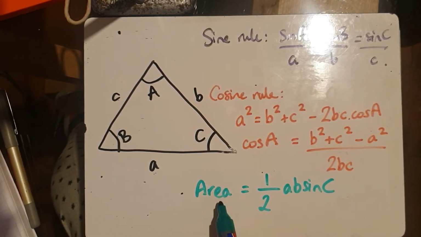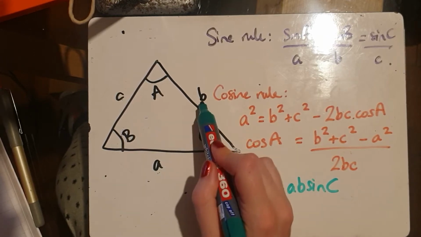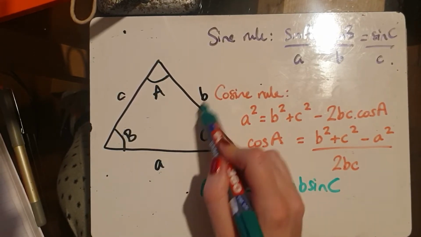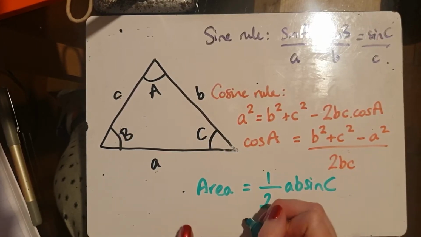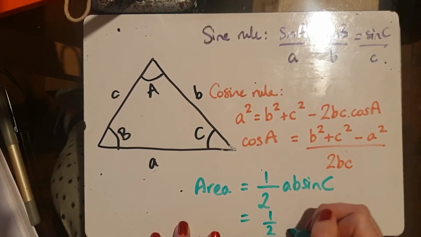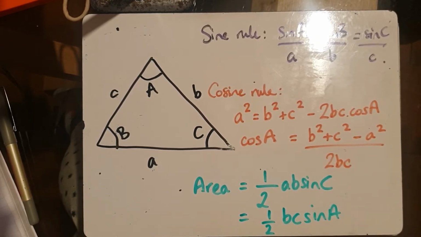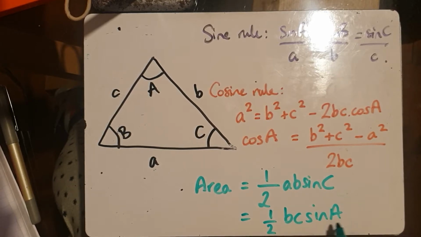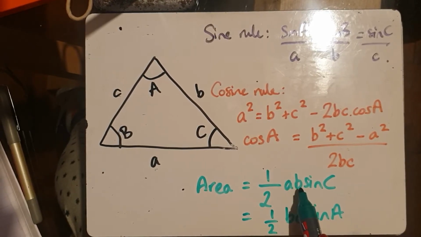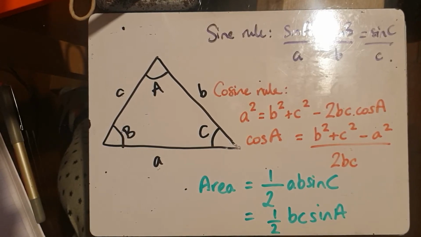Same here. What this is really saying for the area is that it is half ab, so 2 sides, multiplied by the sine of the angle between them. So you could also have half bc sine A. That would work. Whatever these 2 sides are, this angle has to be the missing letter. So we've got A, B, C, A, B, C. So the other one you could have, but I don't have space, is half ac sine B.